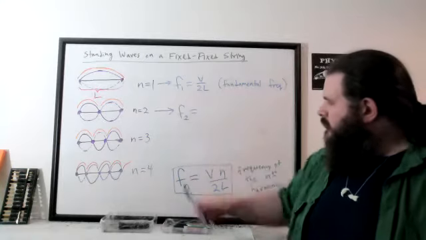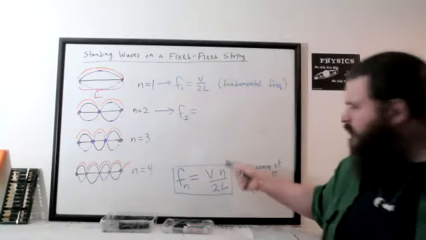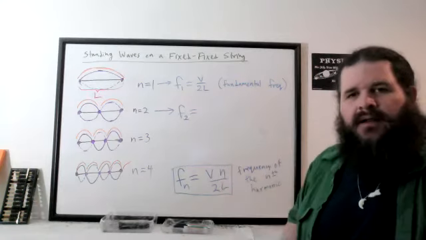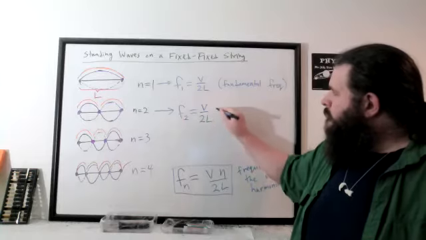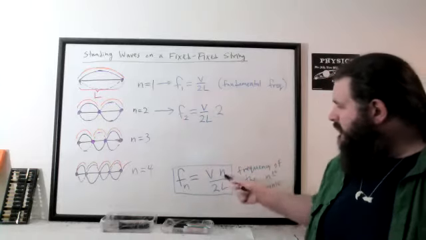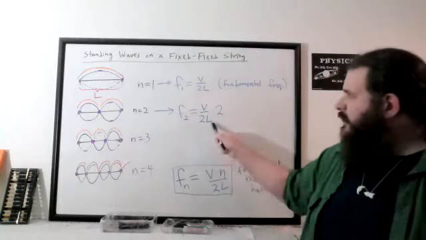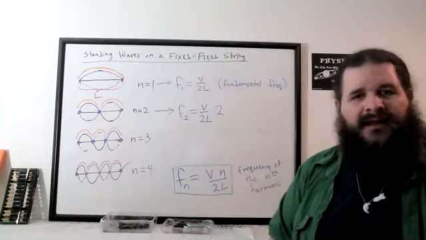What about F2? We plug in 2 for n. We could reduce that to just v over L, but I'm going to leave this unreduced for now. Just treat it as v over 2L times 2, because what did we already say about v over 2L?